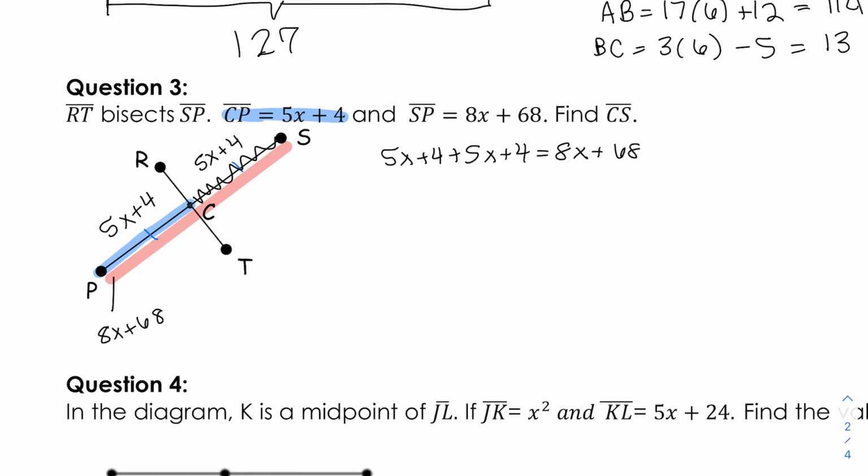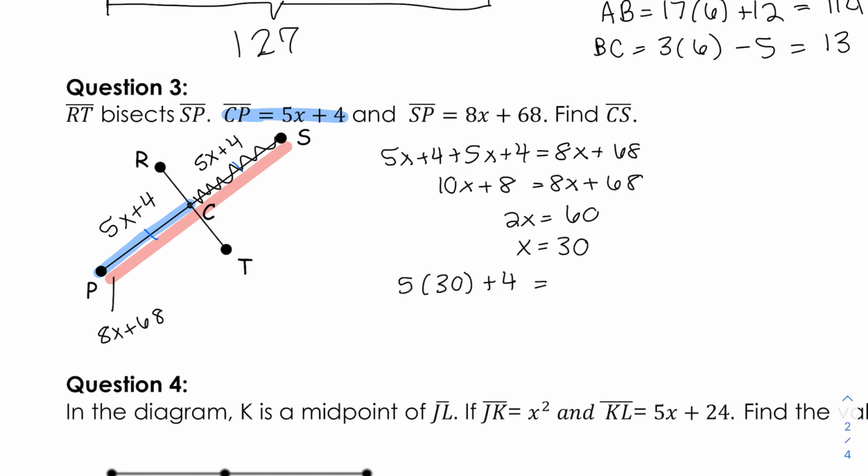All right, so I'm going to combine my like terms. So I get 10x plus 8 is equal to 8x plus 68. So I get 2x is equal to 60. So x is equal to 30. It wants me to find CS, so I just have to plug it in. That's 5 times 30 plus 4, so that's 154.